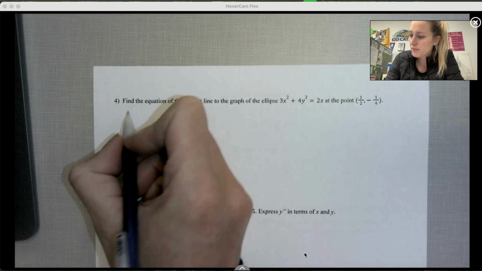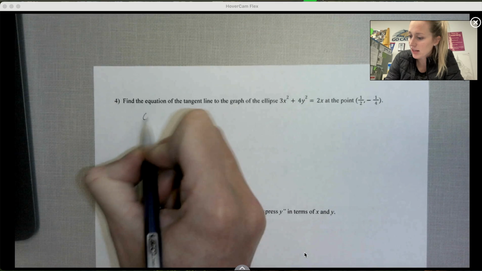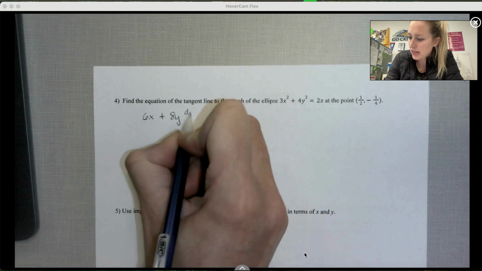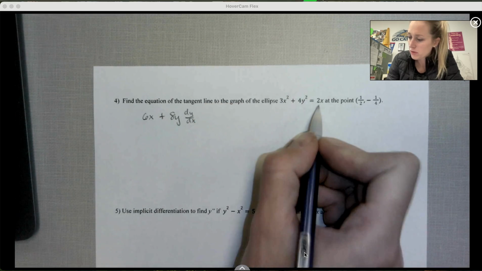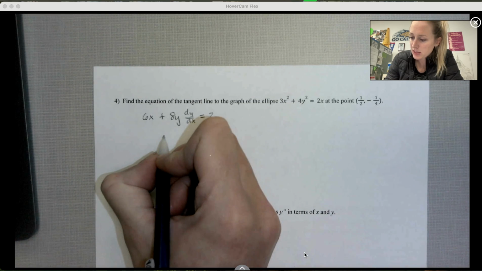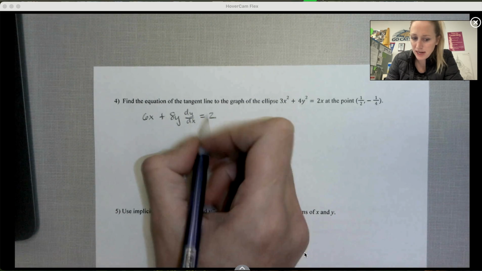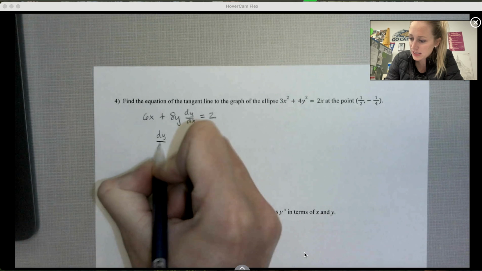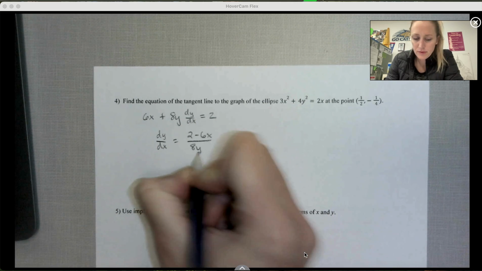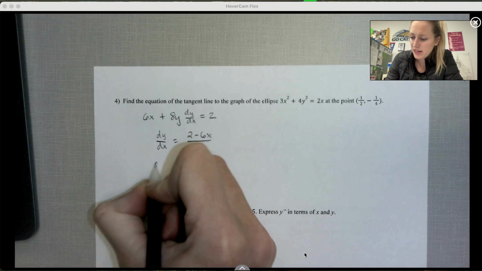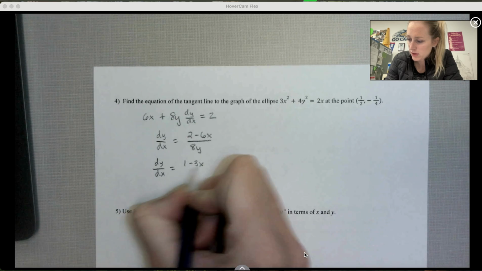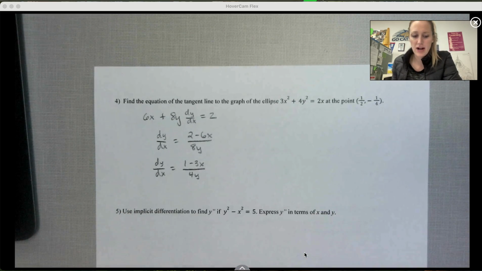So we're going to differentiate, using our power rule, so I've got 6x plus 8y, but it's got a y, so we get dy dx, equals 2. I'm going to solve for dy dx, so I'm going to subtract the 6x and then divide by 8y, so we get dy dx equals 2 minus 6x over 8y. Notice all those can be divided by 2. I'm going to do that just because it's smaller numbers to work with. All right, so we just reduce the fraction, is all.